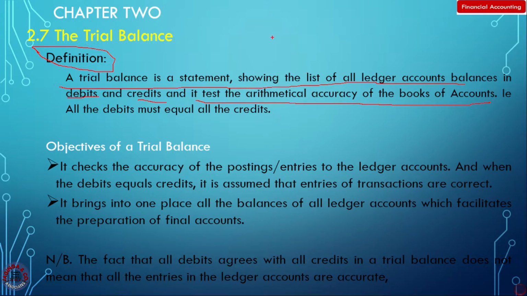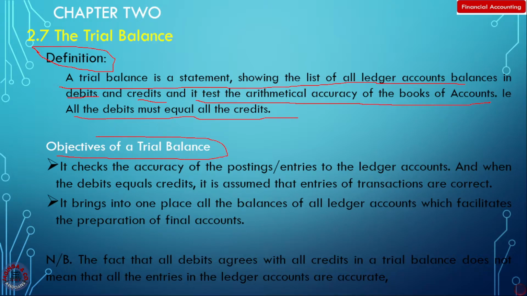So remember earlier we had said that when you want to test the arithmetical accuracy of the ledger account, or rather the general ledger, you'll use a trial balance. So when the trial balance is balancing, when both debits are equal to credits, we'll assume that the general ledger accounts are correct, i.e. all debits must be equal to credits.